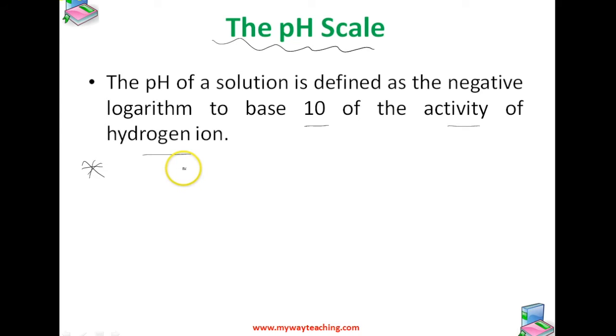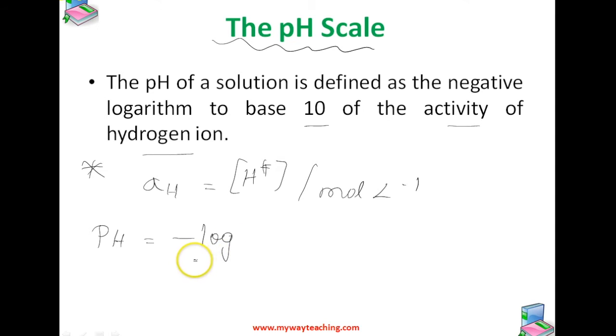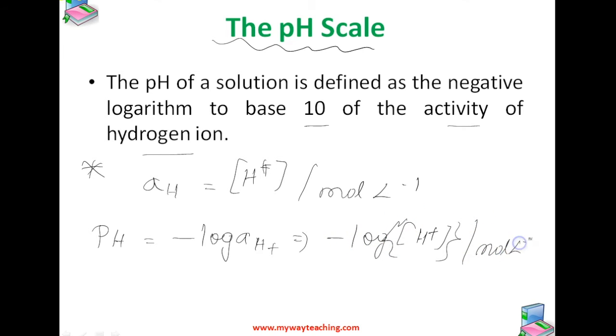Now, in dilute solutions, less than 0.01 mole, just assume the activity of hydrogen ion is equal in magnitude to molarity, represented by H plus. It should be noted that the activity has no units and is defined as aH is equal to H plus divided by mole per liter. From the definition of pH, we can write pH is equal to negative logarithm to base 10, that is minus log of H plus divided by mole per liter. Okay, so this is about the pH value.